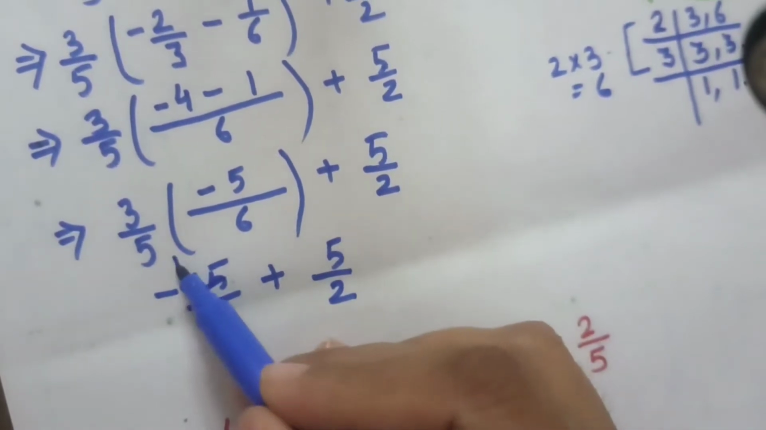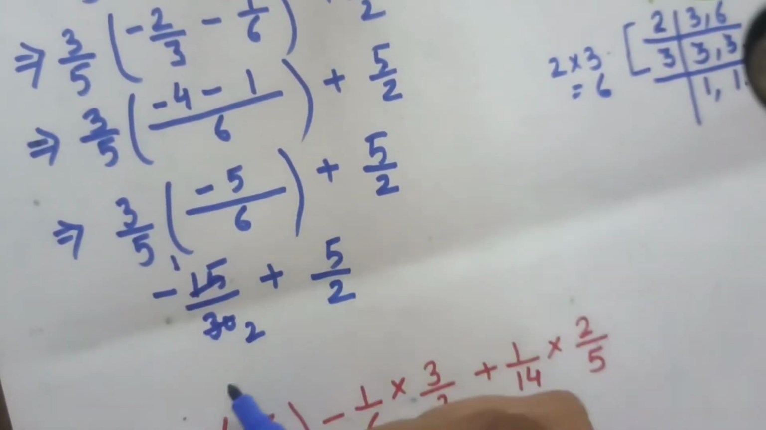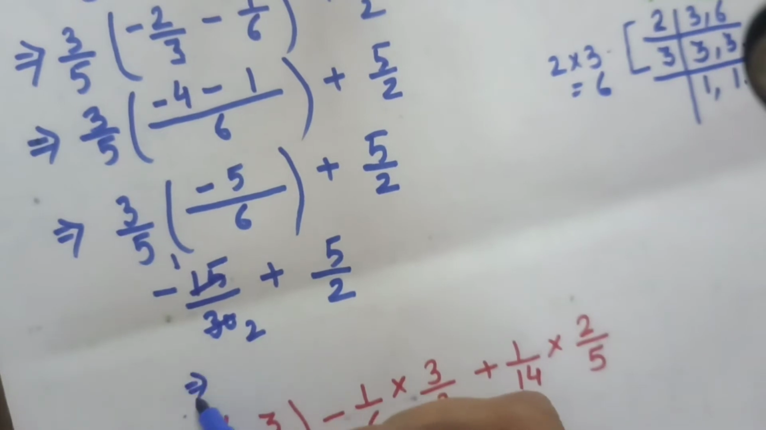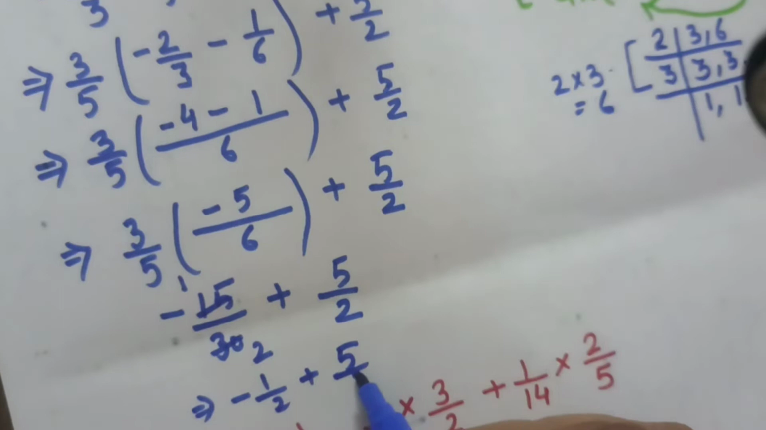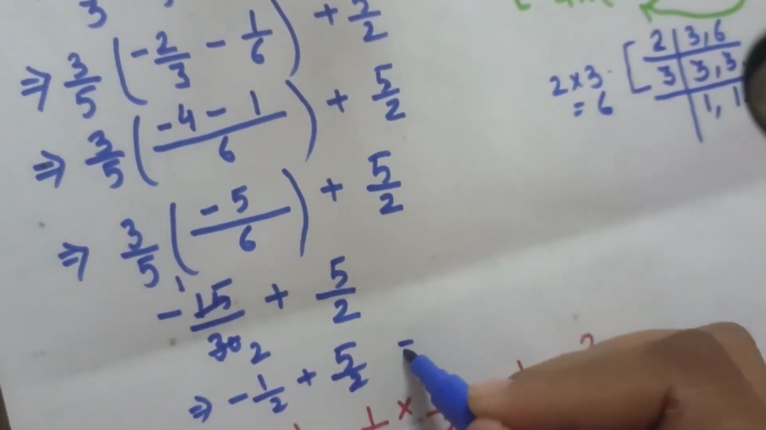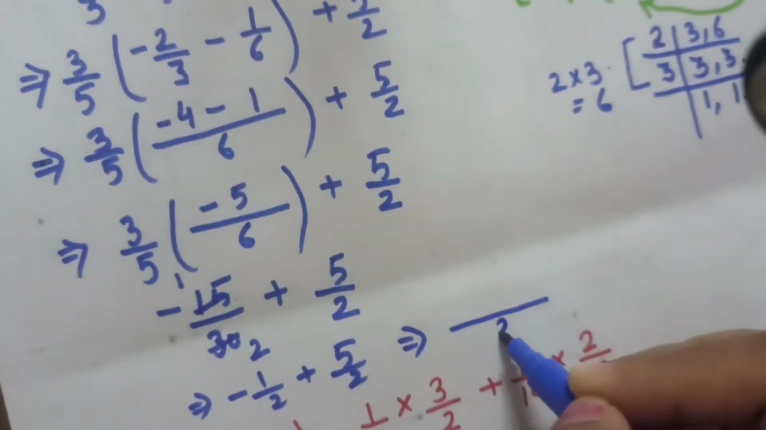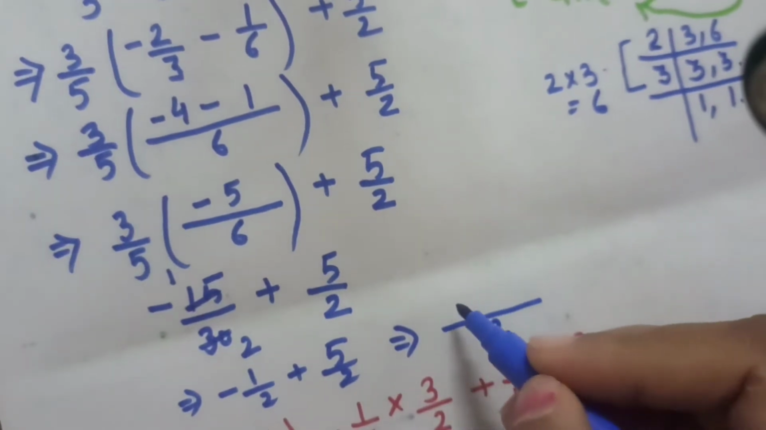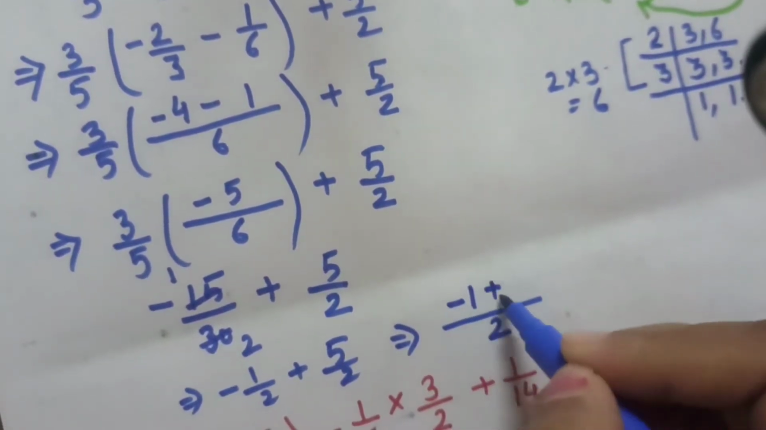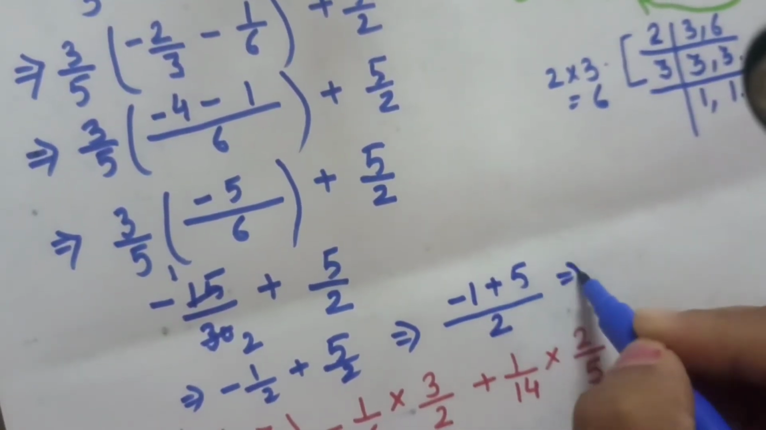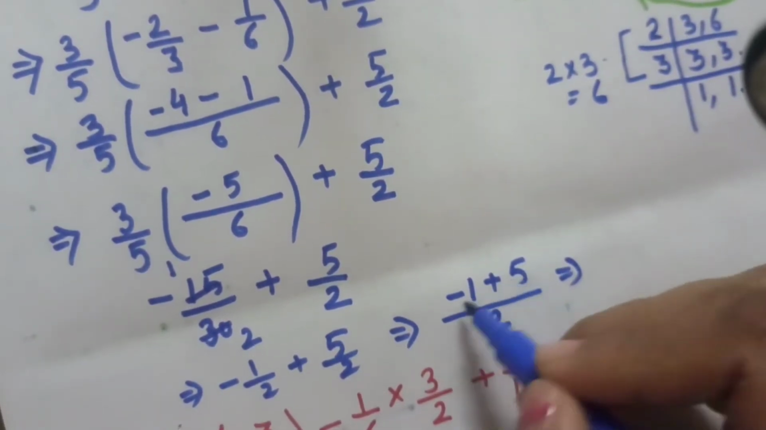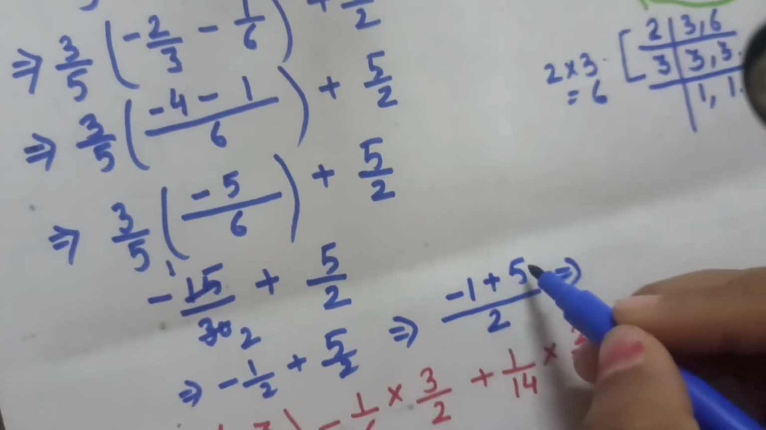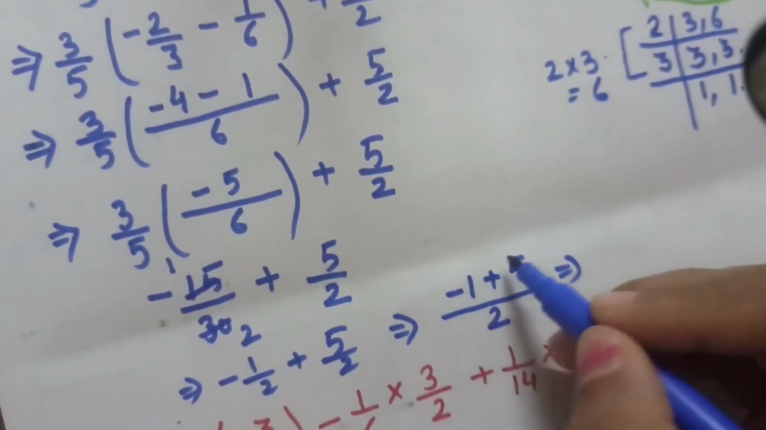15 ones are 15, 15 twos are 30. So what we will get is -1 by 2 plus 5 by 2. Here the denominators are the same, so the LCM is the same, that is 2, and the numerator is also the same, that is -1 plus 5. Because here is minus and here is plus, two different signs, the numbers will get subtracted from each other.